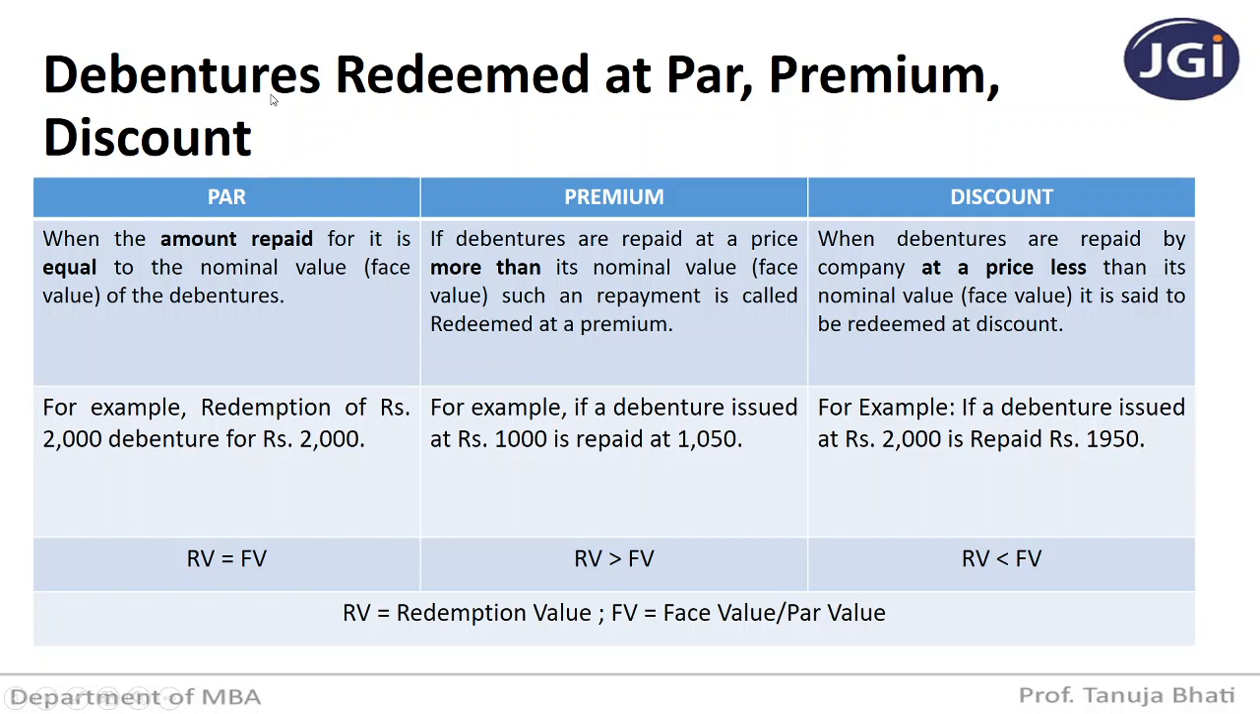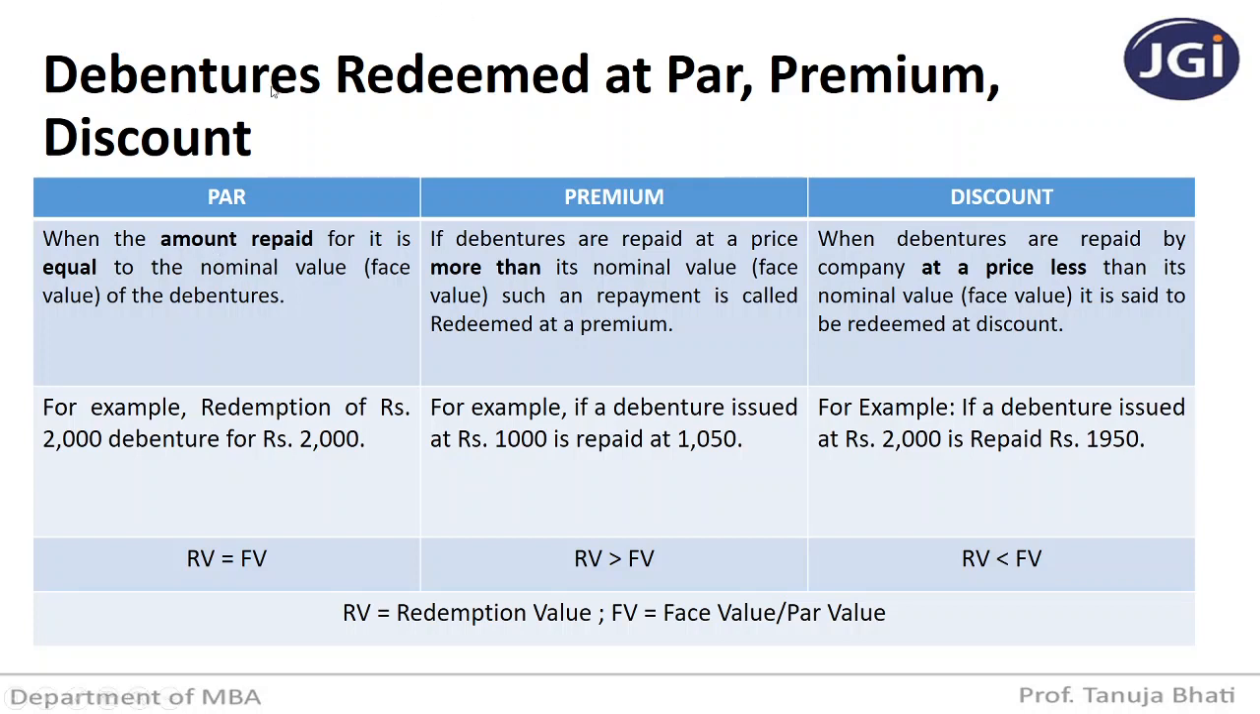Next, debentures redeemed at par, premium, discount. See, if the nature of the debentures is irredeemable, then this slide plays no role. But here I am talking about the case where the nature of the debentures is redeemable. What do you mean by redeemable debentures? Where the amount has to be repaid by the company. The amount that is collected at the time of the issue has to be repaid by the company back to the debenture holder after a specified period of time. The period will be specified in the agreement.